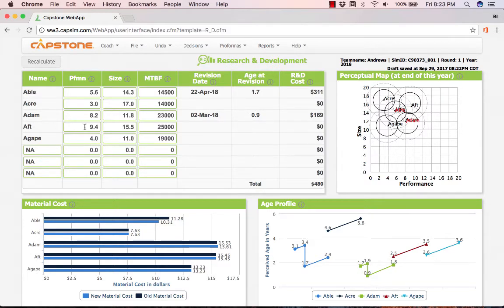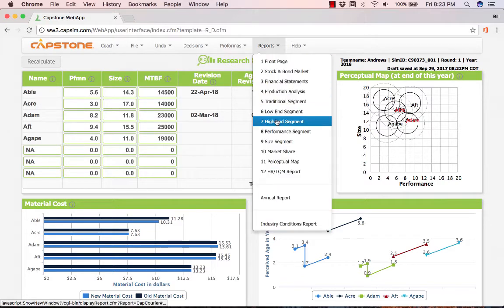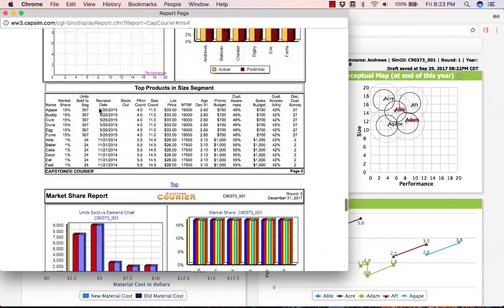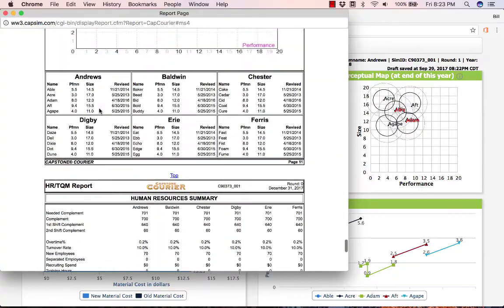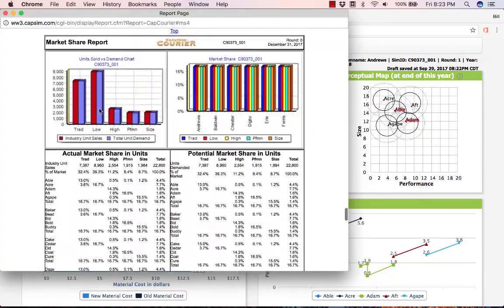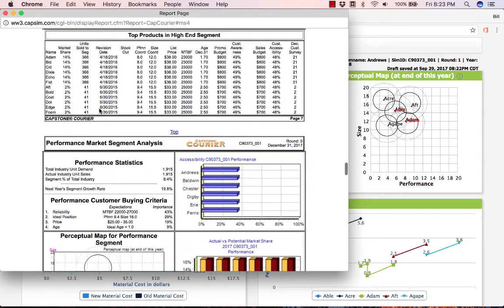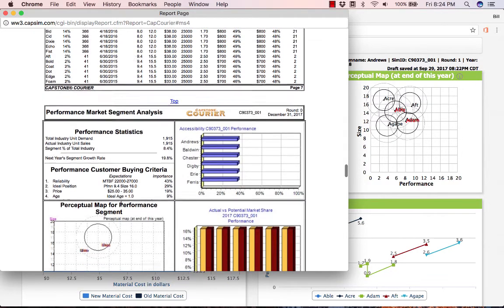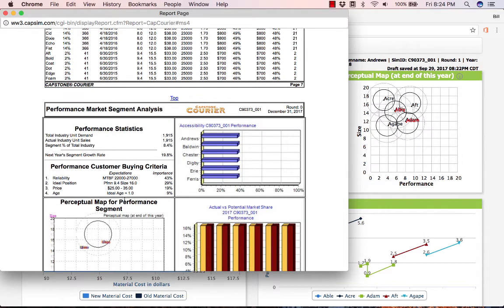All right, so then we're going to look at aft, which is, what is aft? Is that our size? Let's see here. Our performance segment. Okay, so there we go. So let's go look at what the folks in the performance segment want. Zip past it. There we go. So in the performance, they are most interested in reliability. Okay, they're second most interested in positioning, 9.4 and 16.0. Price is kind of secondary to them, and the age is kind of secondary to them. So your product can be a little bit older, but it better be pretty reliable.